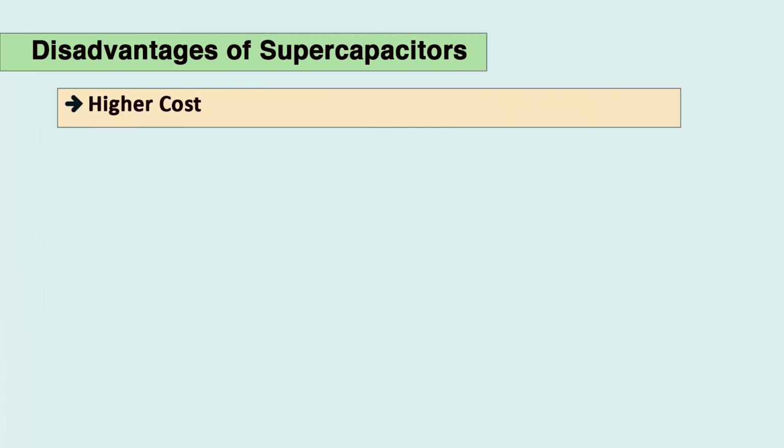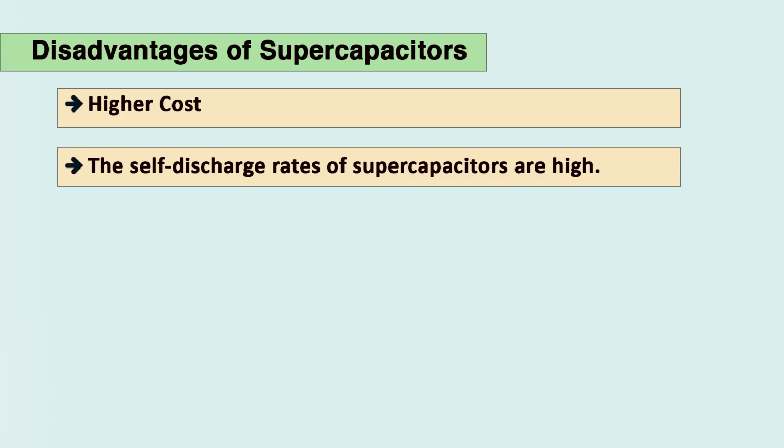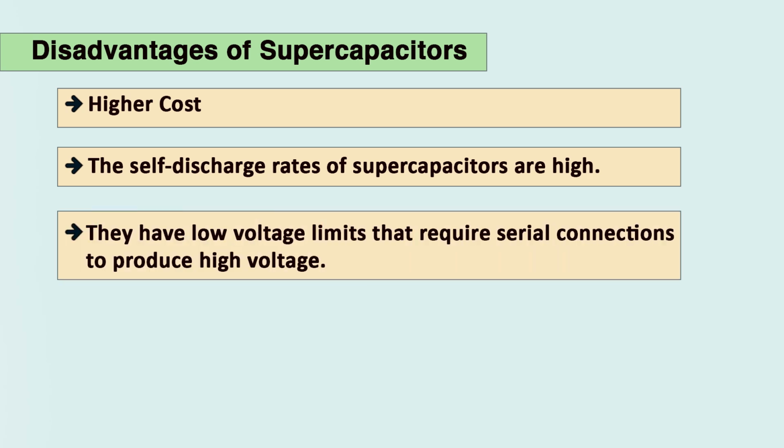Apart from advantages, there are certain disadvantages as well. No doubt, supercapacitors are costly if we compare their cost with a conventional electrolytic capacitor and with multi-layer ceramic capacitors. Next, the self-discharge rate of supercapacitors is high. If you compare the self-discharge rate with a conventional electrolytic capacitor, then no doubt it has a higher rate of self-discharge. And if we compare the voltage limit, then supercapacitors have a low voltage limit.